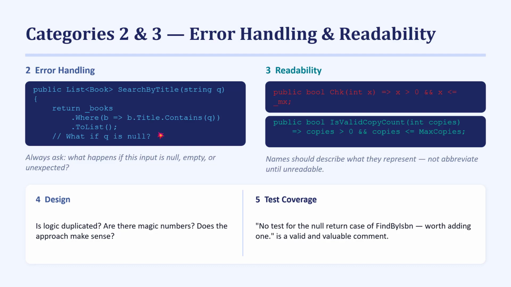And then for test coverage, we want to know, did the author write tests for what they changed? And if a new method was added, are there tests for the happy path and for the edge cases? And reviewers really, asking ourselves, if there's no test for what happens, like in our library app, the find by ISBN, if it returns null, should we add one? That's a valid review comment. That's the kind of thing a good reviewer should ask.